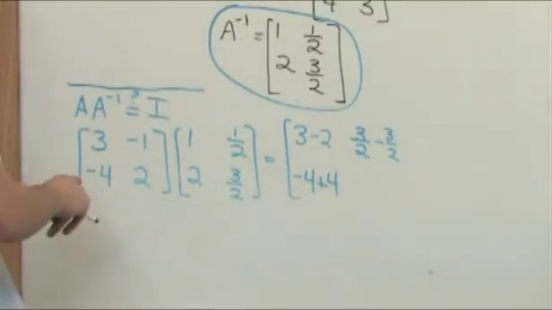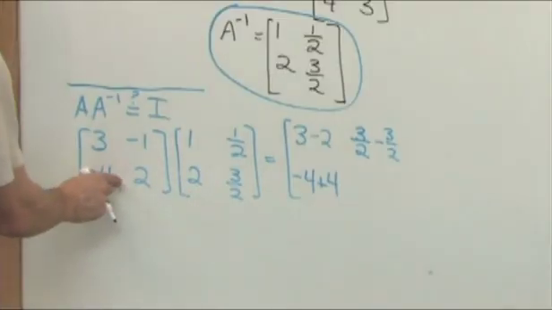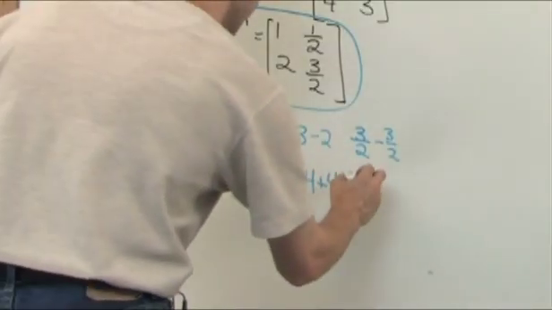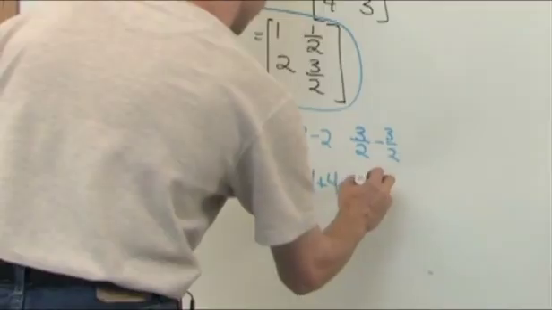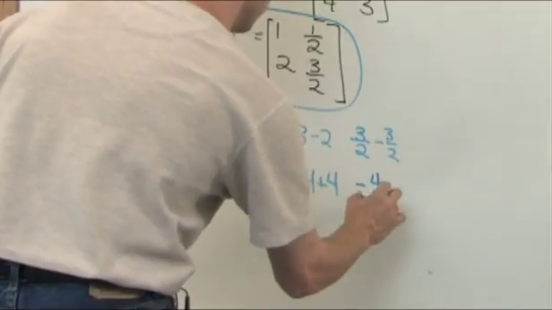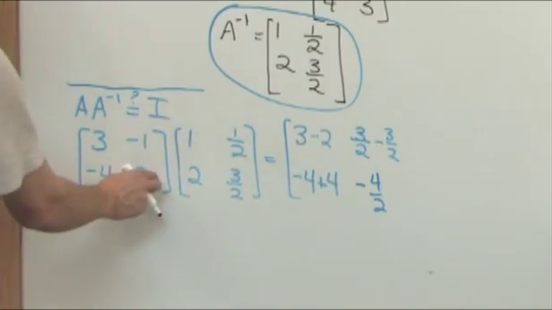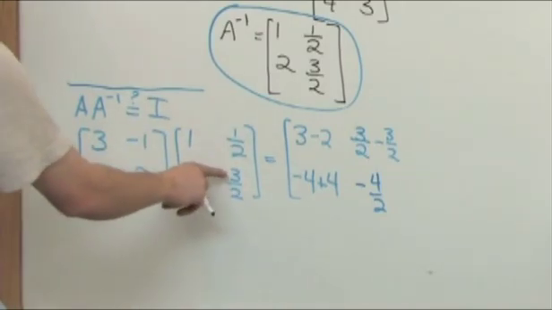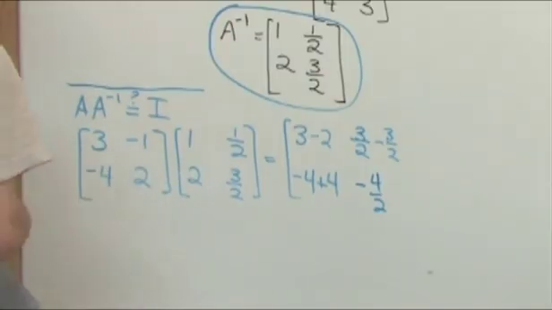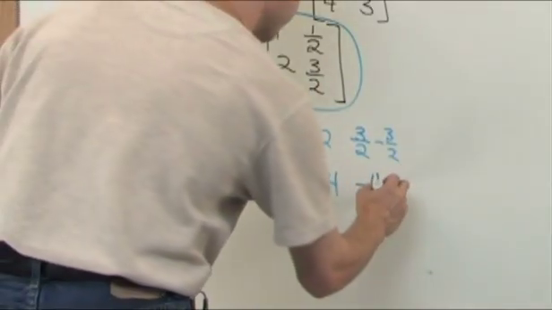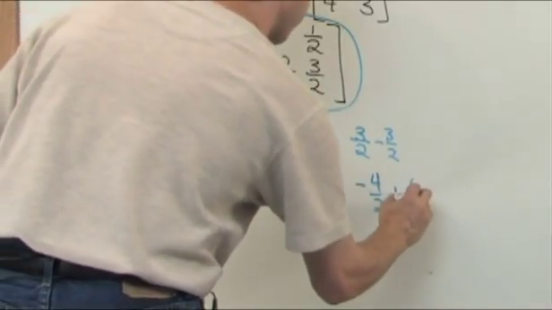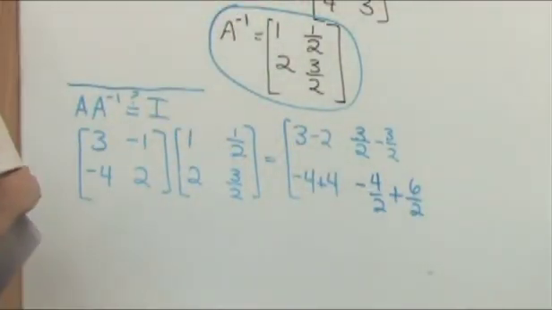Okay, let's move on to the next one. Over and down. -4 times 1/2 is -4/2. We'll do the simplification later. Over and down. And over here, you're going to have 2 times the 3/2 here, which is going to give you 6/2.